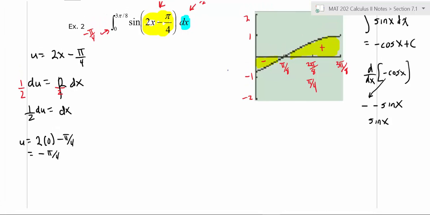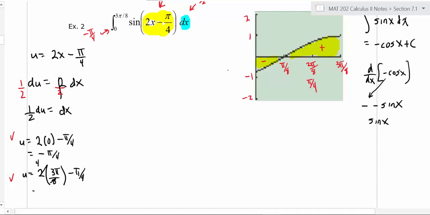Okay, so we're going to take that u-substitution. So we're going to do u is equal to, remember we're doing 2x minus pi over 4, so we're going to do 2 times 3 pi over 8 and minus pi over 4.